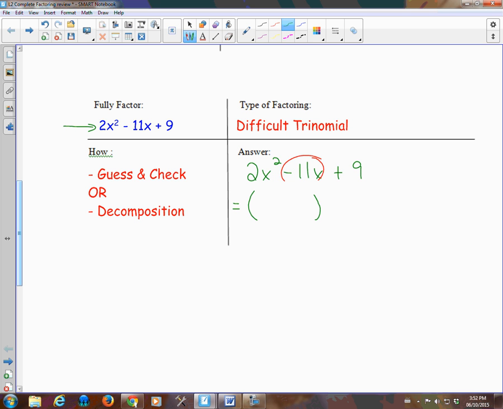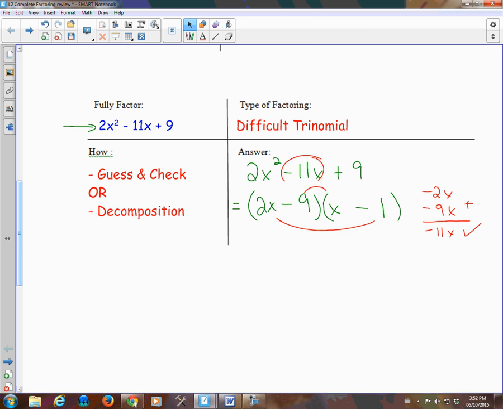I know the only thing to get 2x squared is 2x times x. But I can multiply 9 and 1 together to get 9. And again, I'm going to make them both negative because I know when I add them, I want them to be negative 11. So now I check. Do my FOIL. First works. Outside is negative 2x. Inside is negative 9x. I add them up, and I get negative 11x, which is what I wanted. I double check to make sure the last 2 multiply to 9, and they do. So my factors are 2x minus 9 and x minus 1. So that's guessing and checking.